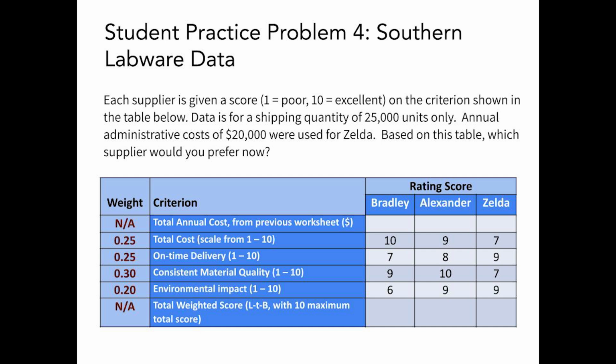Building upon the initial task, we now introduce a rating scheme to deepen our analysis. This scheme evaluates suppliers across 4 key dimensions: total cost, on-time delivery, product quality, and environmental impact. Each criterion is scored on a scale from 1 to 10, guiding us towards a comprehensive assessment of each supplier's overall value. Your challenge is to apply this rating scheme to our practice problem, considering both Bradley Solutions and Alexander Limited. Based on the combined quantitative and qualitative evaluation, determine which supplier emerges as the most advantageous for Southern Labware.